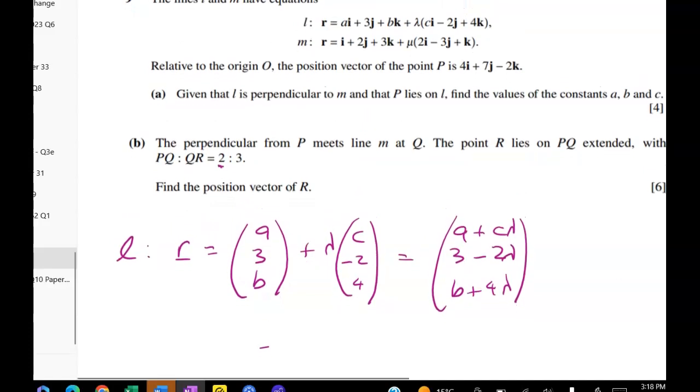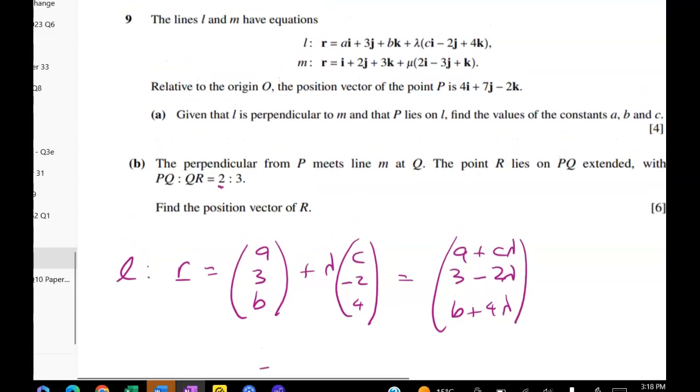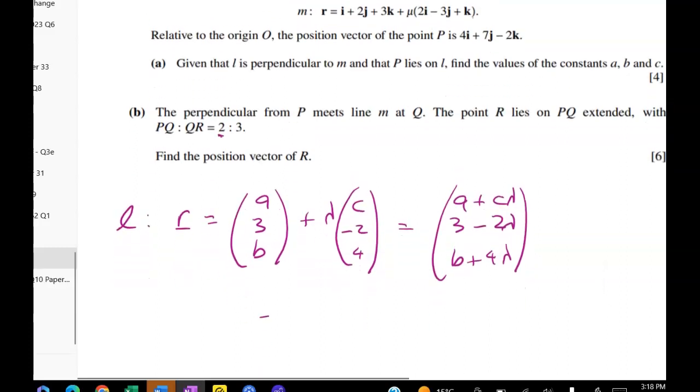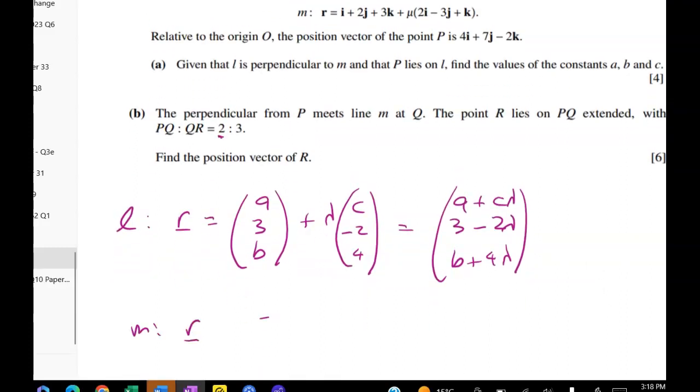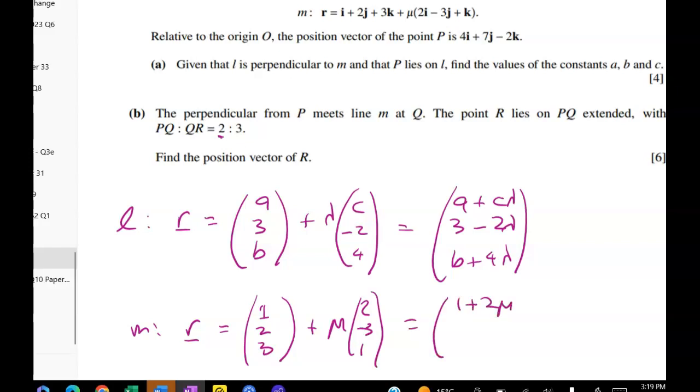Okay, so that's line L, and then I've got M, so we'll just get M sorted out at the same time. The vector equation of line M is much cleaner. It's (1, 2, 3) plus mu times (2, -3, 1). So that's 1 plus 2 mu, 2 minus 3 mu, and 3 plus mu. Okay, so we know that L is perpendicular to M, and we know that P lies on line L.